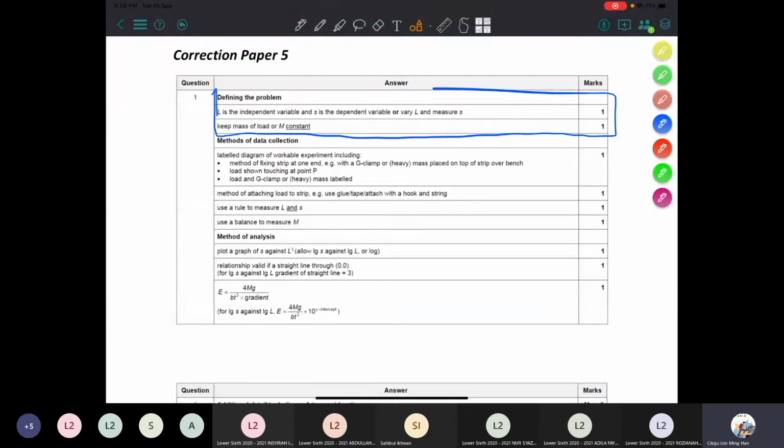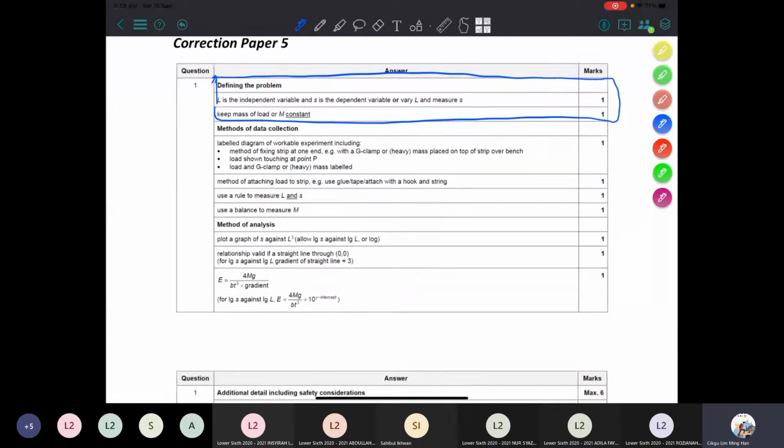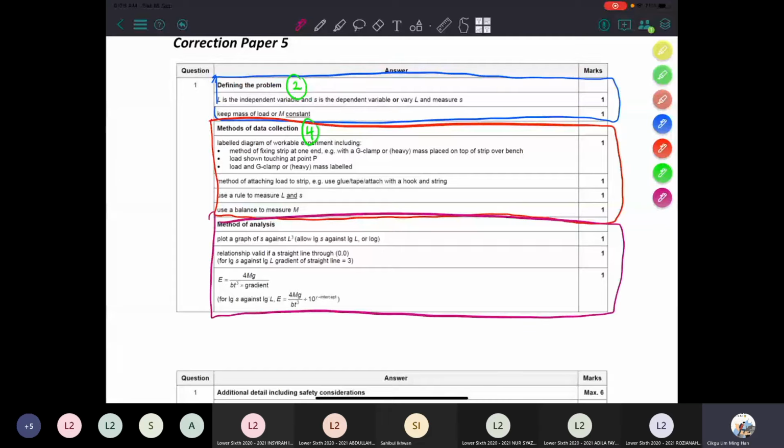This is a 2 mark. Never mind, it's this one. 2 marks for defining the problem, and then the method of data collection will be this one, which is 4 marks. Yeah, so I write down here first. Defining the problem is 2 marks. Method will be 4 marks, and then analysis is here. So this one will be 3 marks.